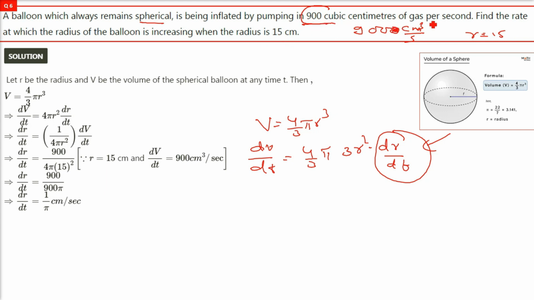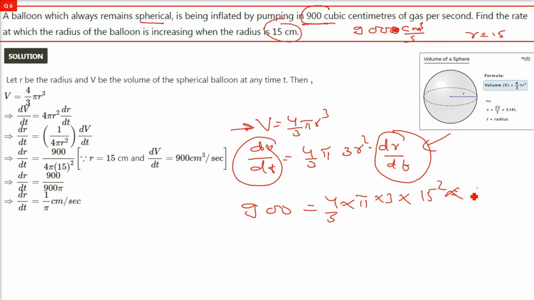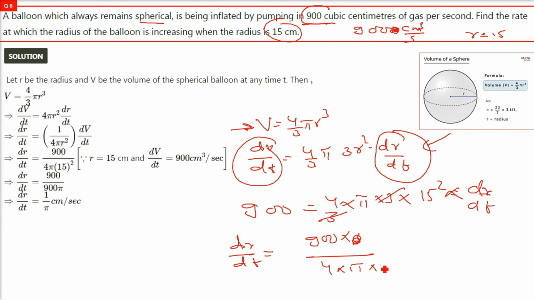Alright, dV by dt is 900 centimeter cube per second, and 4/3 pi into 3 r square. r is given as 15. So 900 is equal to 4/3 into 3 into 15 into 15 into pi, which is going to be 225. In order to compute dr by dt, just take dr by dt on one side and push all other things to the other side. So 900, 3 gets cancelled, 4 pi will come in the denominator, 15 square will also come in the denominator. 15 square is 225, 225 into 4, I'll just compute it. That is going to be 900 anyways.